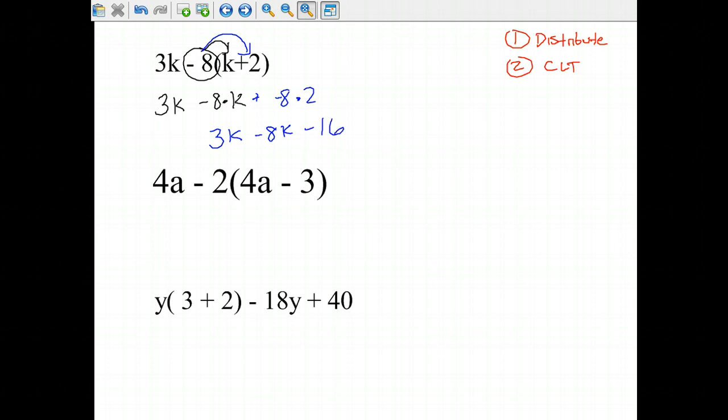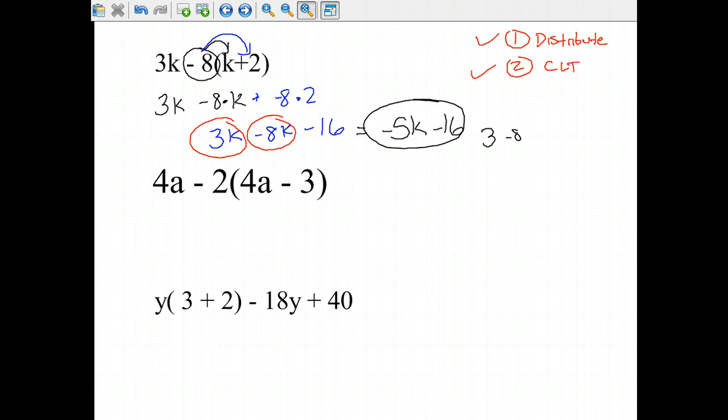Once we've distributed, now we're going to move on to combining our like terms. So here we have a 3k and a -8k. In your head, think, what's 3k plus -8k? Or what's 3 minus 8? And that answer is -5. So there is our final answer there. Okay.